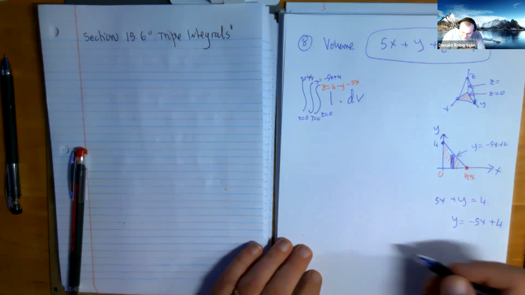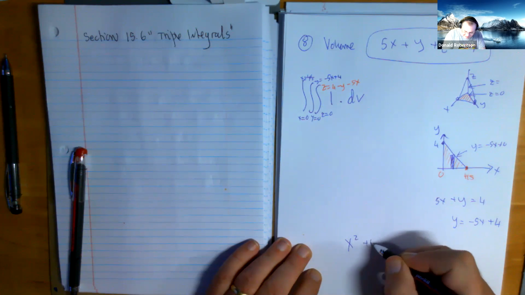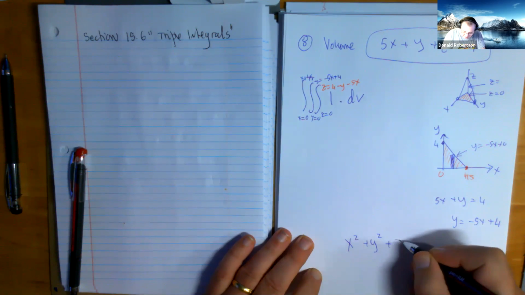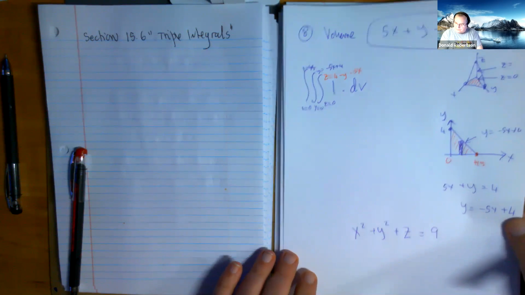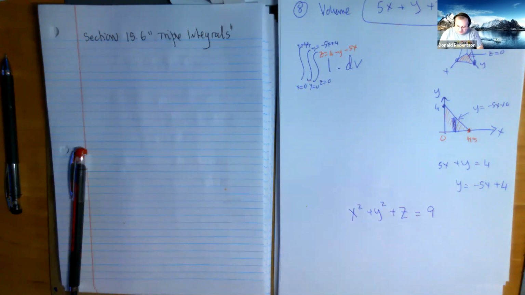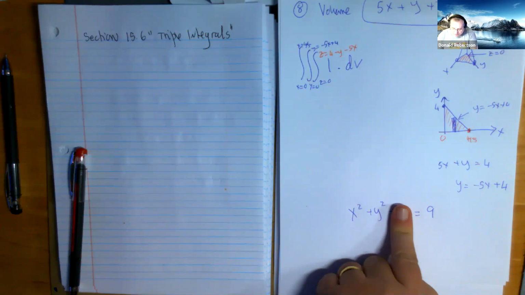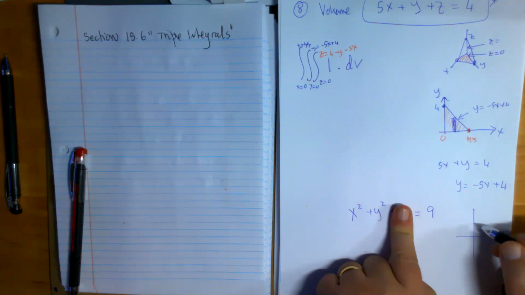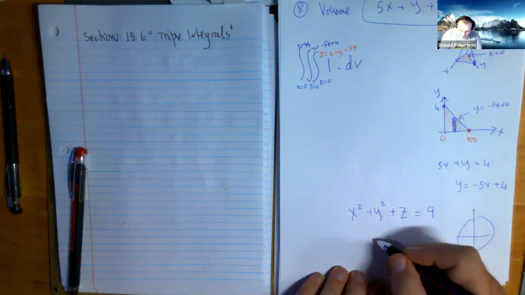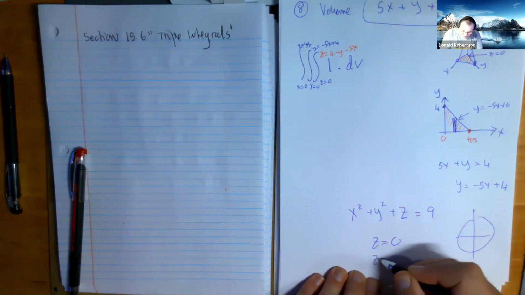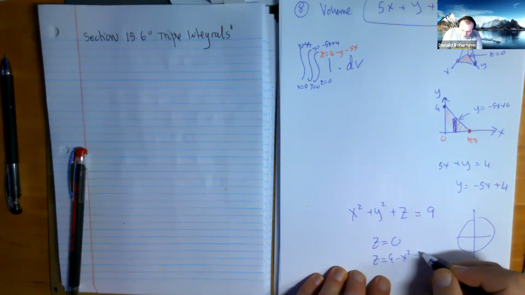Now, imagine I had a question that looked like this. X squared plus y squared plus z equals 9. And I wanted to find out what this shape would look like, right? What would the volume be? The first thing is make z 0 and project it to the ground. Now you project this to the ground, you see that you're going to get a circle. And then can't you make z equals 0 to z equals 9, take away x squared, take away y squared?